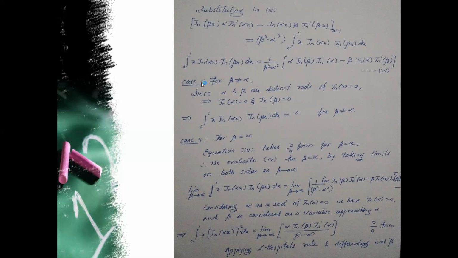Now we'll take two cases. Suppose beta not equal to alpha, and suppose beta equal to alpha. In the first case, if we consider beta not equal to alpha, since alpha and beta are the roots, we know that Jn of alpha is 0 and Jn of beta is 0. If we put those, the numerator term becomes 0 and the denominator is not 0 because beta is not equal to alpha. Hence, the RHS of equation 4 reduces to 0 whenever beta is not equal to alpha.